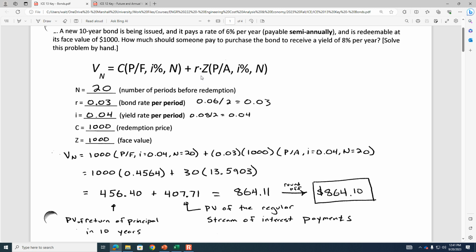Any questions about problem 1 before we move on to solving a couple of problems using Excel, a couple of bond problems?